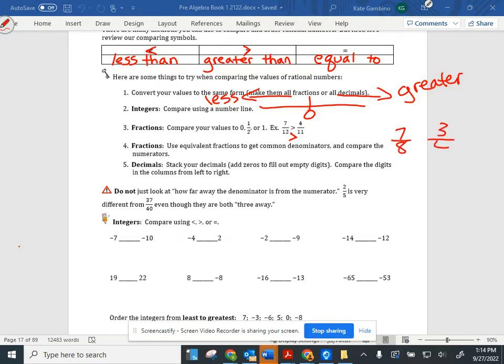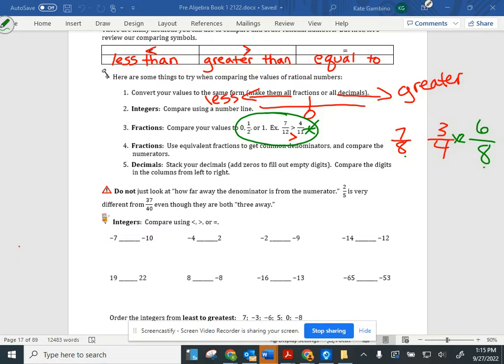7/8 and 3/4, they're both bigger than half. Sometimes you have to put them over the same common denominator. A lot of times this trick will work, but sometimes we need to get that common denominator to really see which one is greater and which one is less. If that trick doesn't work, then you need a common denominator.